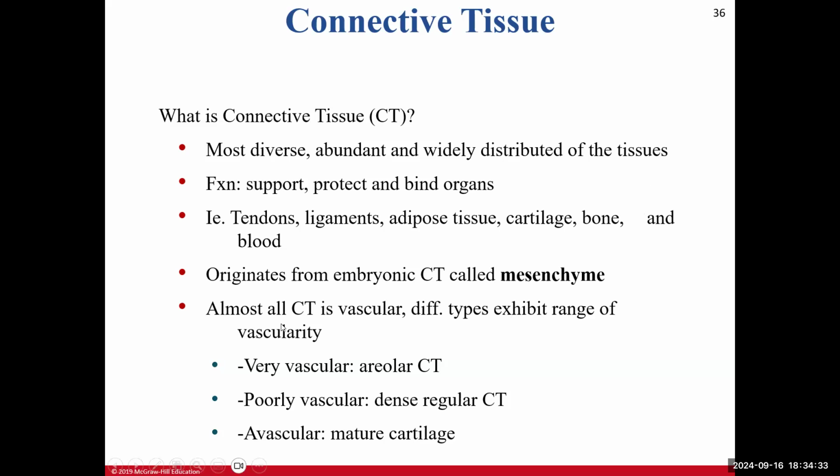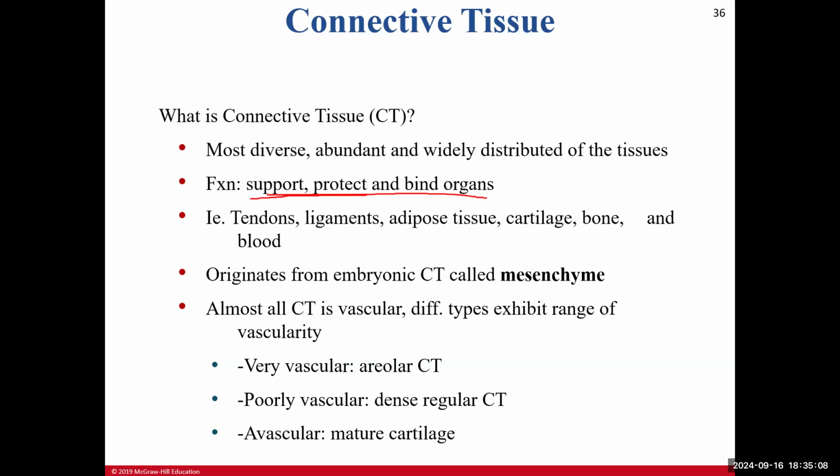So if you haven't taken the time to learn or memorize it yet, write this down. Here are the functions: support, protect, and bind organs. If you look at all of these examples, tendons, ligaments, adipose tissue, cartilage, bone, and blood, they all fill these functions. Maybe not all of them, but at least one of those.